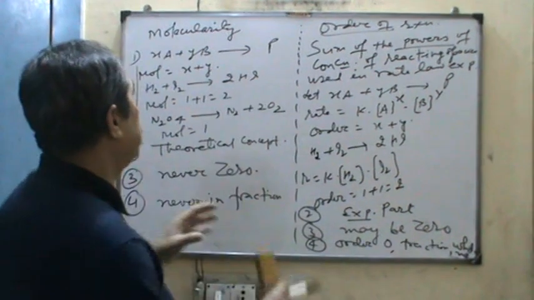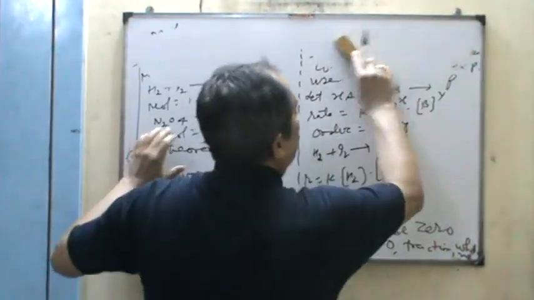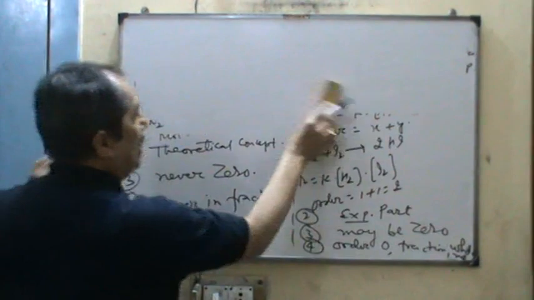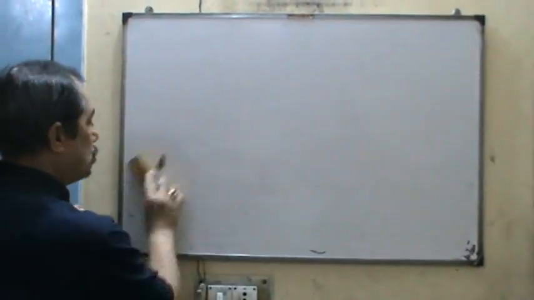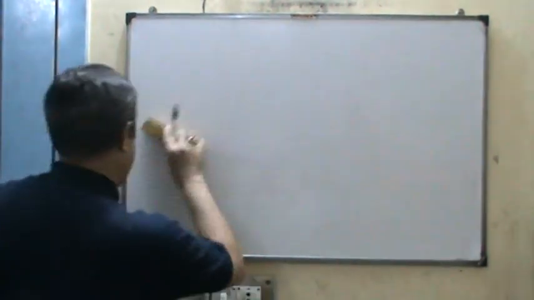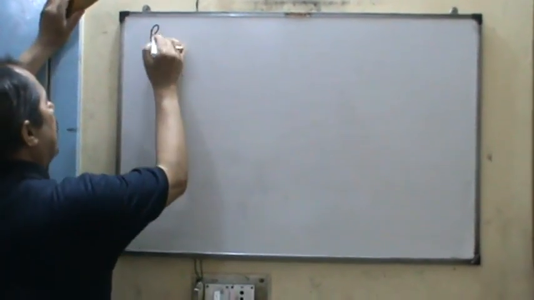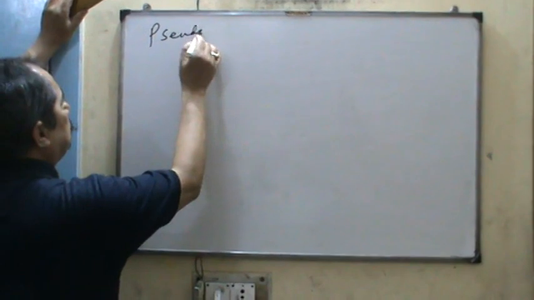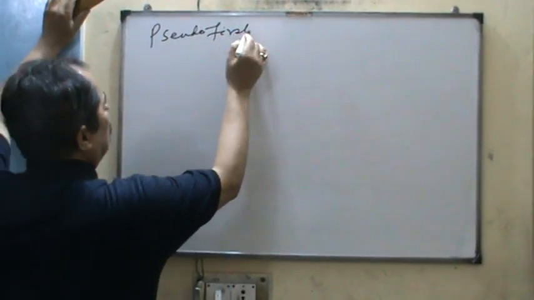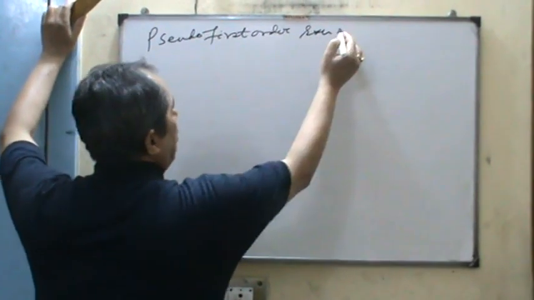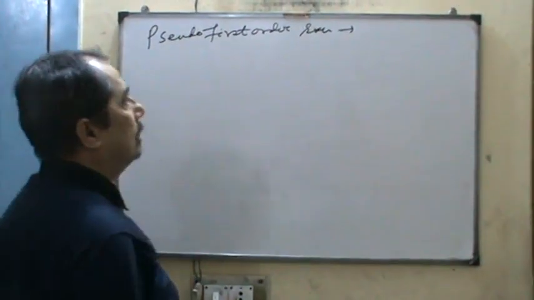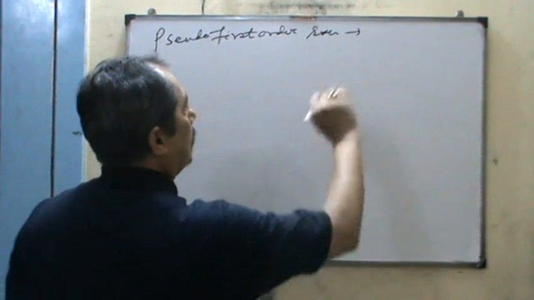After that, we take one very special type of reaction. This is known as pseudo first order reaction. Pseudo means fake, false. So such reactions appear to be higher order.